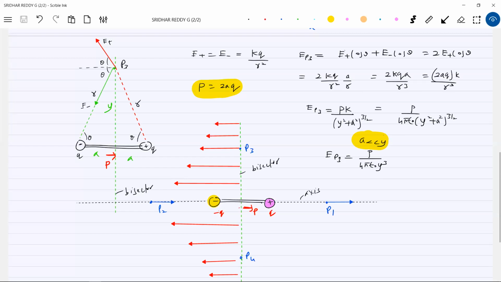We are able to predict the field on the axis and on the bisector of an electric dipole. So what is an electric dipole? It's nothing but an atom. Now, shall I ask you a question? Can you find out the field strength due to an atom in a material, on the axis and on the bisector?